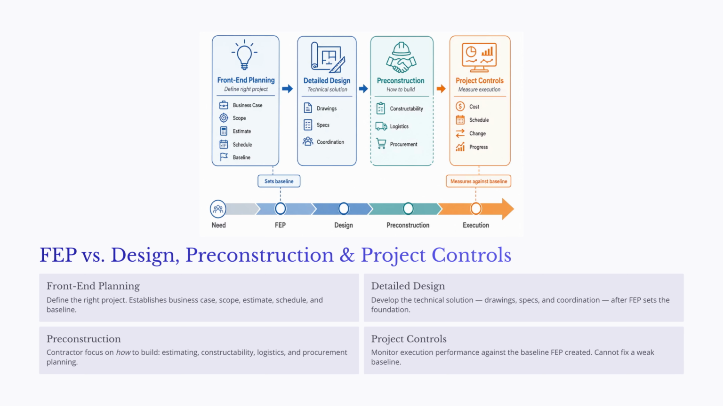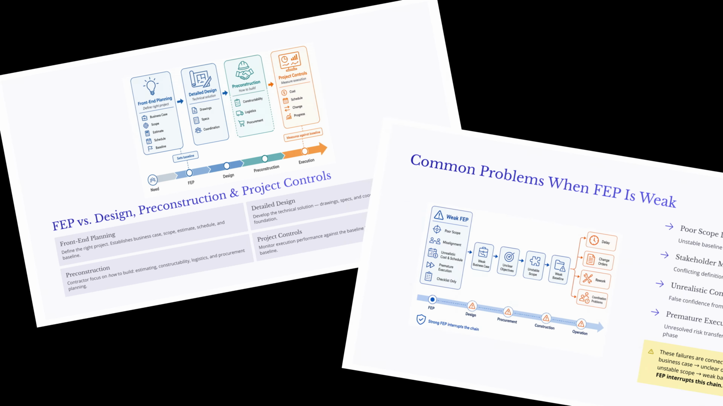But project controls can only measure against the baseline they are given. If the baseline is weak because the scope, estimate, or schedule was poorly defined during FEP, project controls cannot fix the underlying problem. They can only report the consequences. So, FEP creates the foundation, design develops the technical solution, pre-construction improves buildability, project controls monitor execution performance.